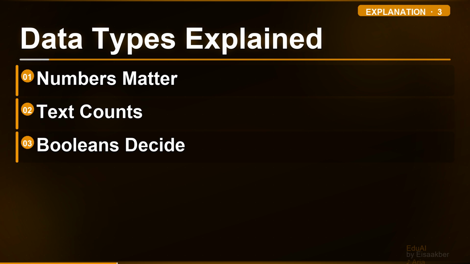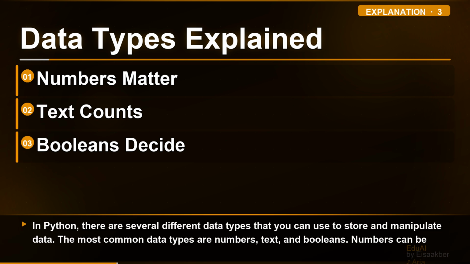In Python, there are several different data types that you can use to store and manipulate data. The most common data types are numbers, text, and booleans. Numbers can be either integers or floating-point numbers, and they are used to store numerical values. Text, also known as strings, is used to store sequences of characters, such as words or sentences. Booleans are used to store true or false values, and they are often used to make decisions in a program.